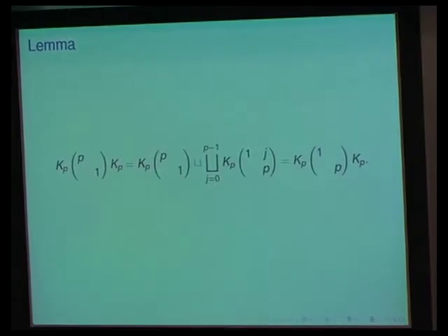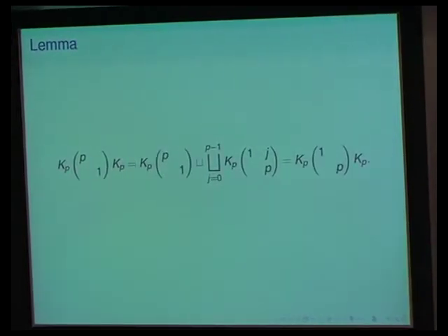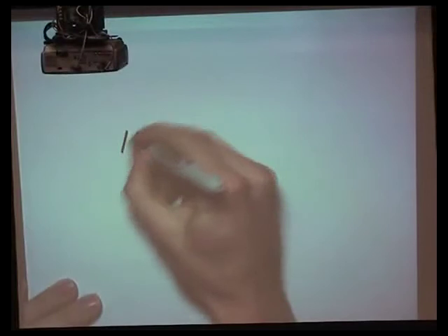Okay, now what is K_p? K_p is the PGL2(Z_p). That's a new notation.